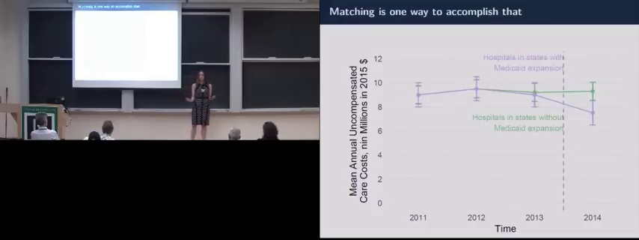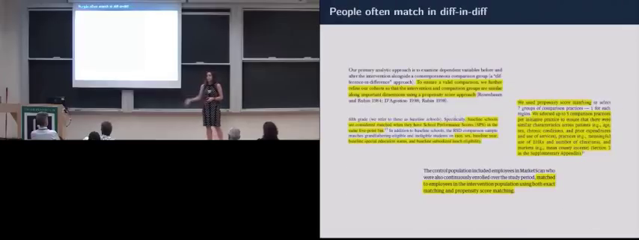You're just looking at covariates. But here we could actually match on outcomes if we wanted. So what would happen if we did that? Well, most of the time people don't match on outcomes, but sometimes they do.